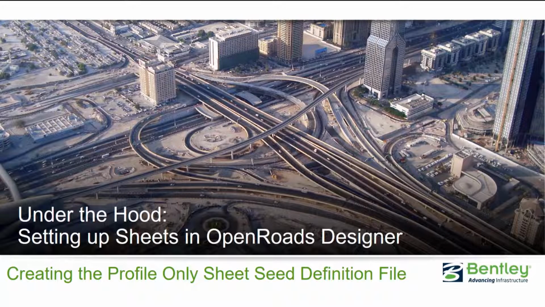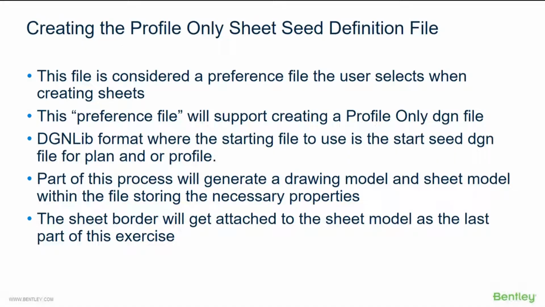Now I want to take a look at creating a profile-only sheet seed definition file. Again, this file is going to be a preference file. It's stored in a dgnlib, and it's going to support creating a profile-only dgn file. The dgnlib format, where the starting file to use is a start seed dgn file for plan and/or profile we created earlier. A part of this process will generate a drawing model and a sheet model within the file, storing the necessary properties, and then lastly, that sheet border is going to get attached as a sheet model as part of the exercise, or you can also place that as a cell.